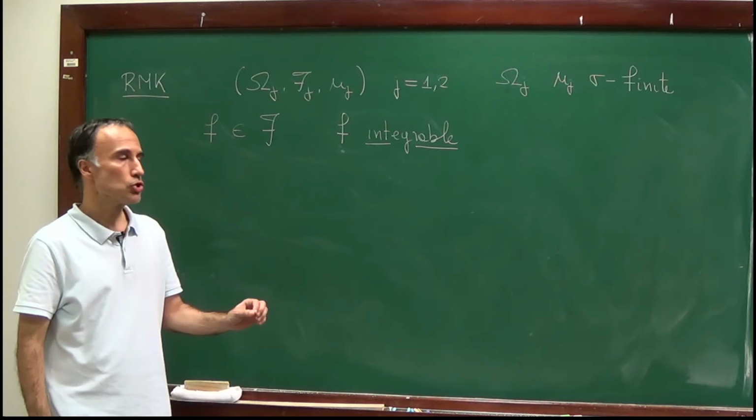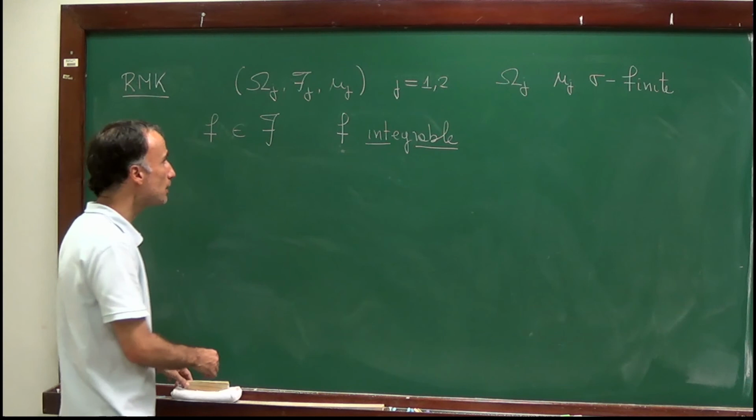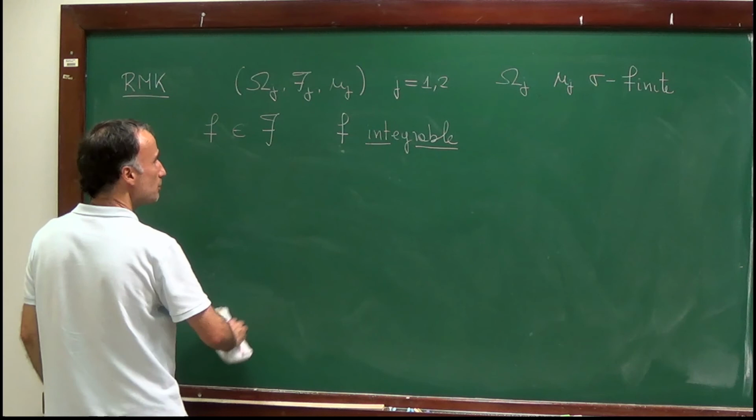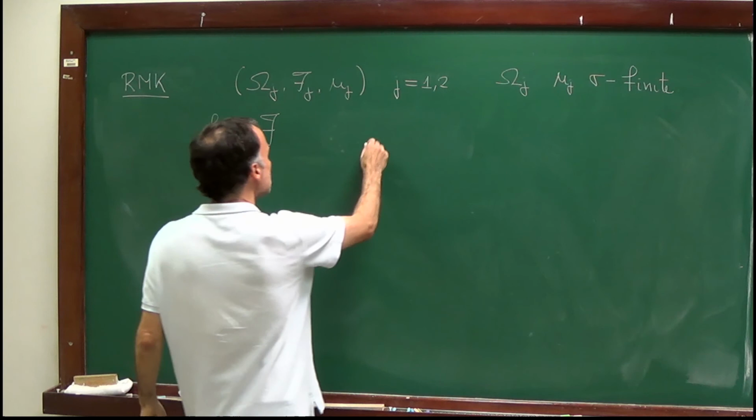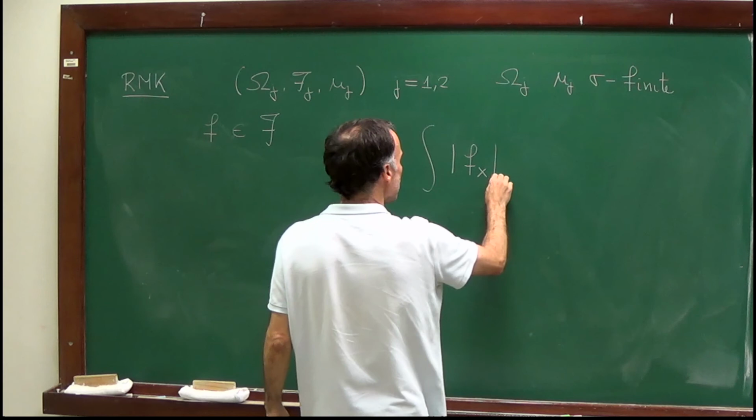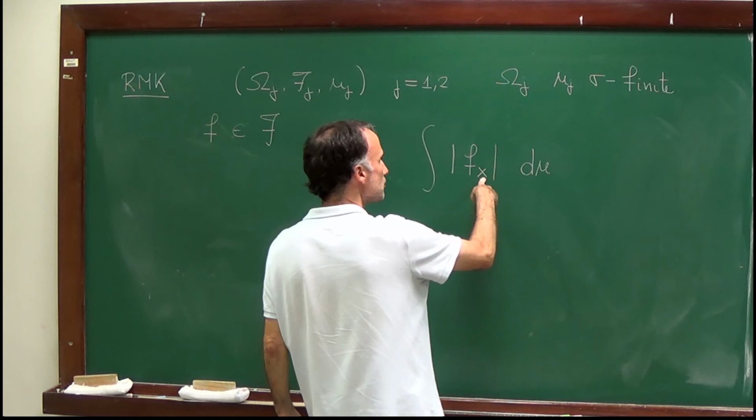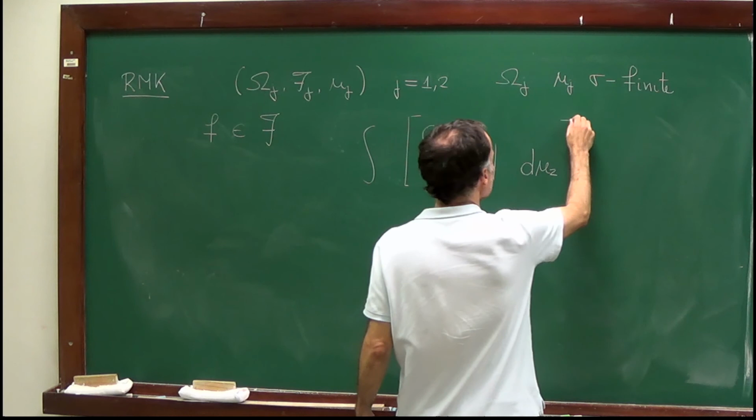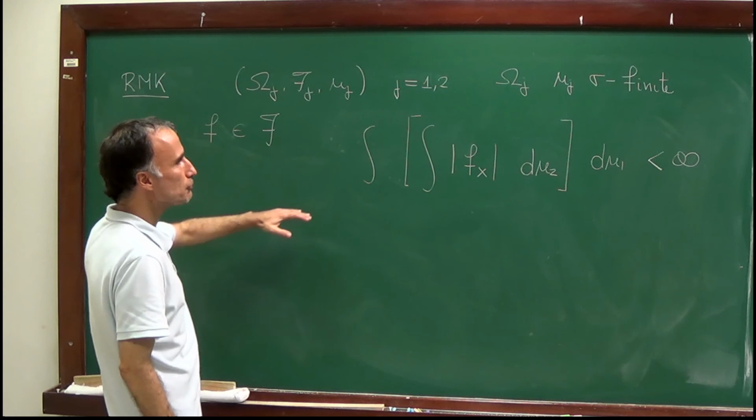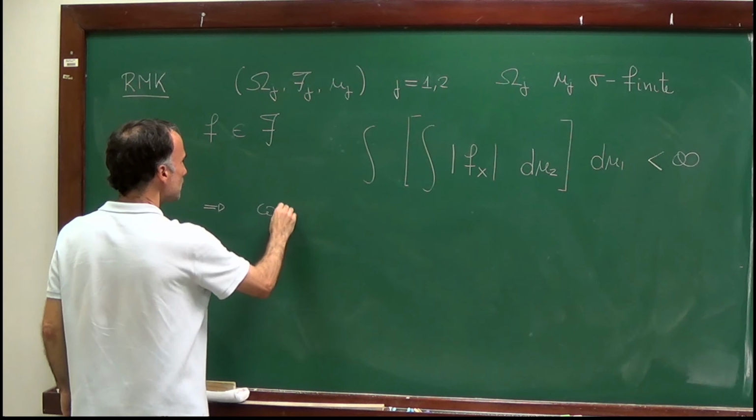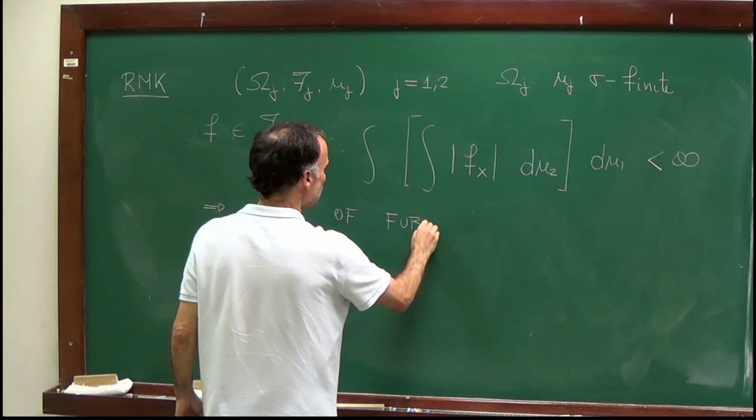So let me finish this lecture with a remark. We proved Fubini's theorem for f integrable. Now I want to replace that assumption by another assumption. Let's assume that I have a function f which is measurable, and let's assume that if I take the section f x and take its absolute value, as a function of y, I integrate that with respect to the second variable, and then integrate that with respect to the first variable, this is finite. I claim that in that case, the conclusions of Fubini's theorem are in force.